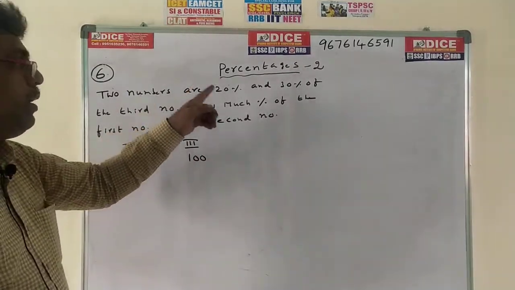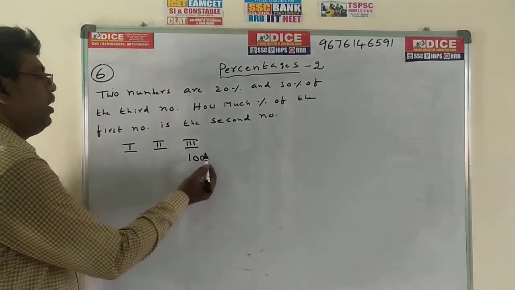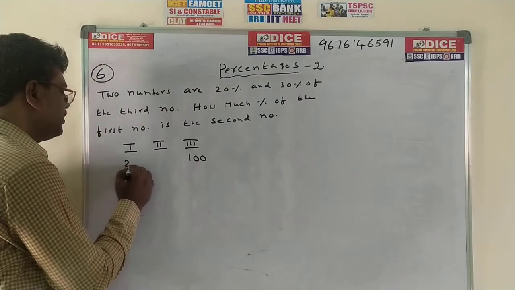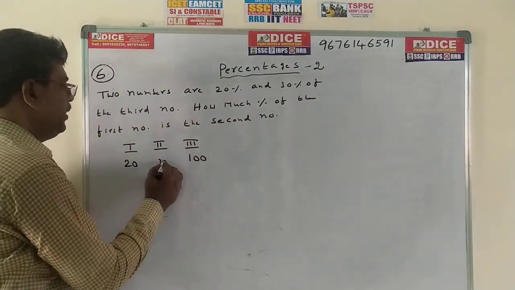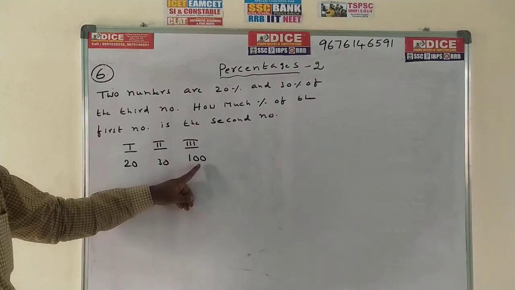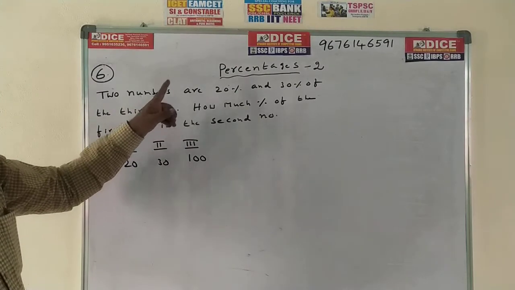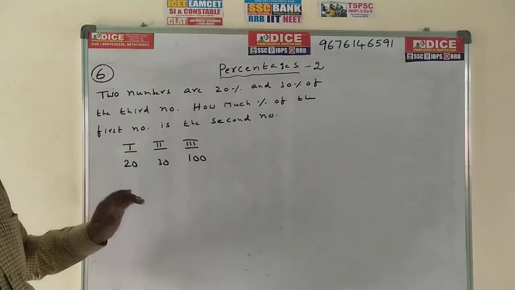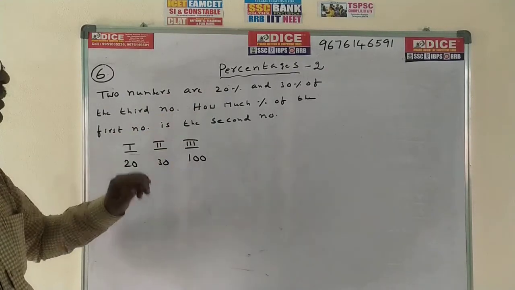Two numbers are 20% and 30%. So according to 100, 20% is 20. The first number is 20. And then 30% of the third number is 30. These are the numbers. Let us assume the third number is 100, because the other two depend on the third number. 20% means in 100, the value is 20. 30% of 100 is 30.